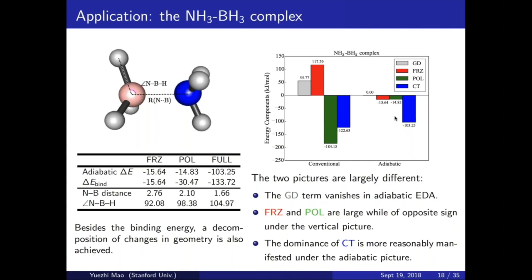And also the adiabatic EDA can give a quite different energetic picture compared to the original ALMO-EDA. So first, in the adiabatic EDA, there is no geometry distortion term. It is absorbed in the three other energy components.